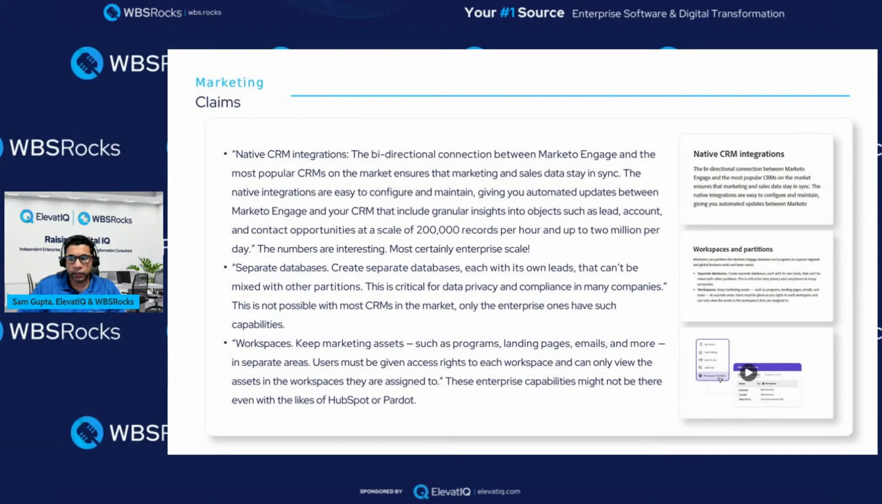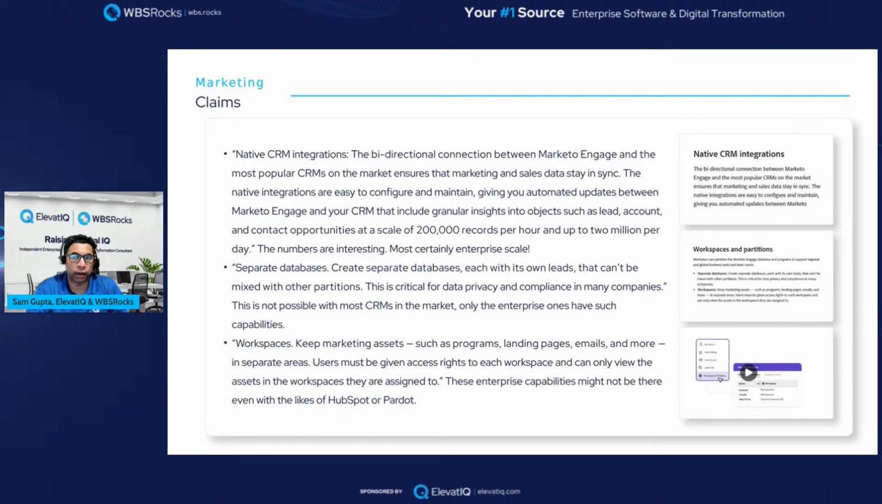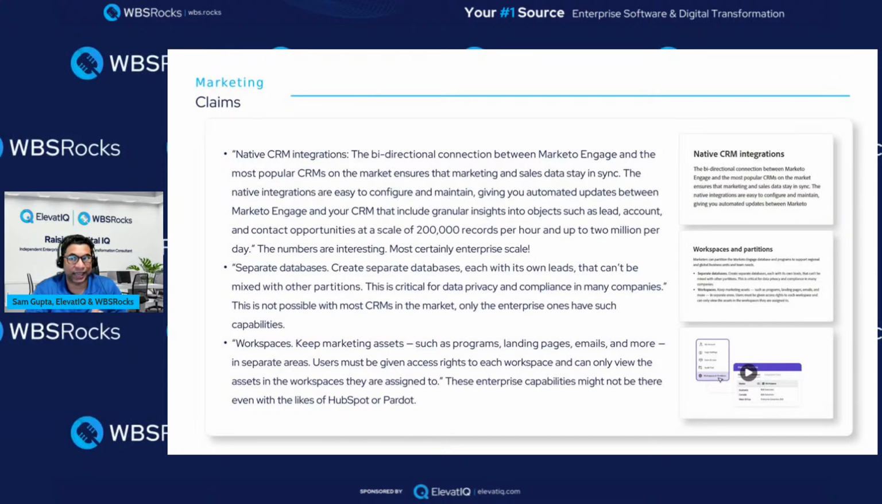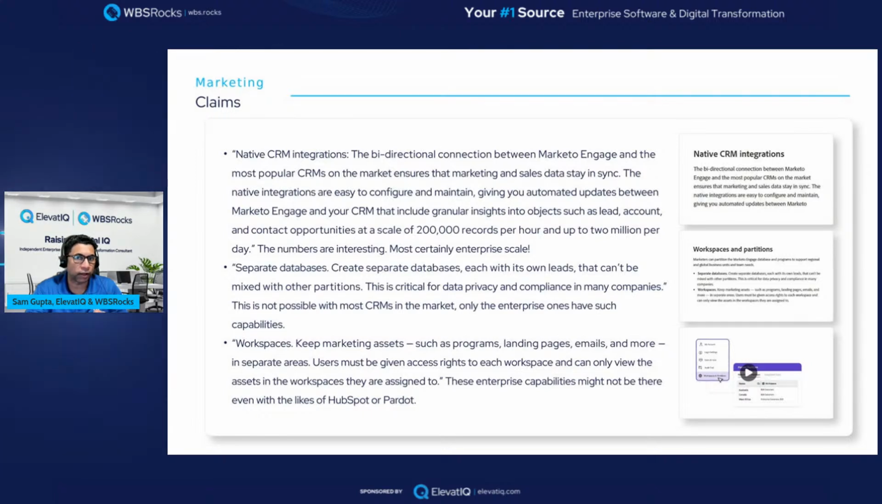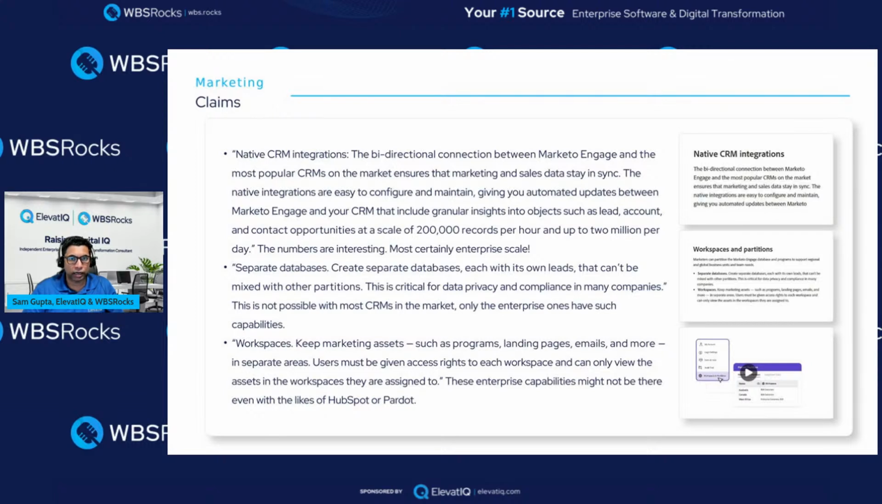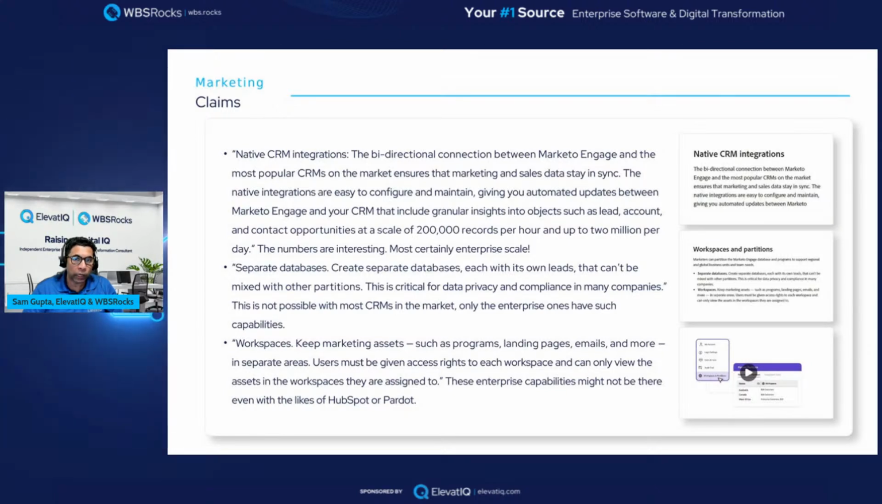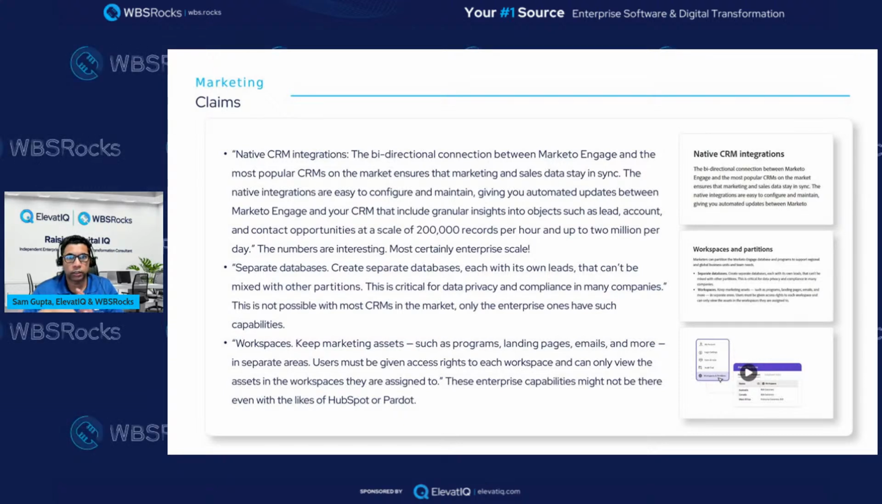So here we are talking about native CRM integrations, and they have a comment that the bidirectional connection between Marketo Engage and the most popular CRMs on the market ensures that marketing and sales data stay in sync. Now, they might have the CRM integrations, but there are other systems that are also going to have CRM integrations. But generally, it's hard to rely on that as a differentiator, because depending upon your process model and data model, for the most part, the integrations between CRM and marketing automation are not as difficult. So you are probably going to be okay there. I don't see much issue there with this particular integration, not just with Marketo, but with other systems as well.